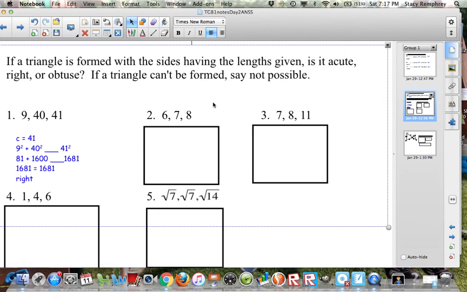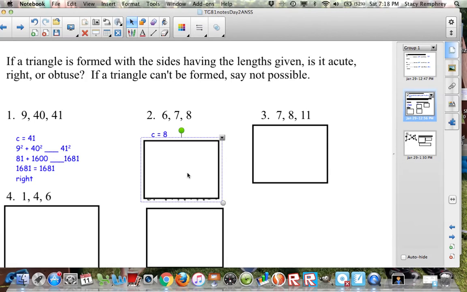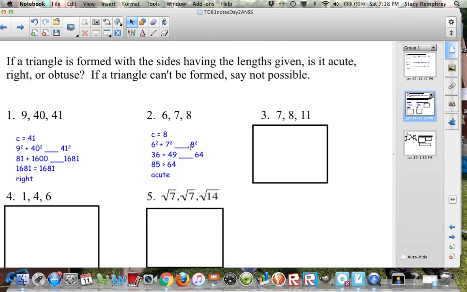Okay, so again, the first thing I check is 6 plus 7. Is that greater than 8? Yes, it is. So that's a good thing to check because I've got to make sure it makes a triangle. So then step 2, what's my longest side? My longest side is 8, so that is my C side. That's the one I put by itself over here, whatever the biggest one is. And then I do the sum of the squares of the other two.